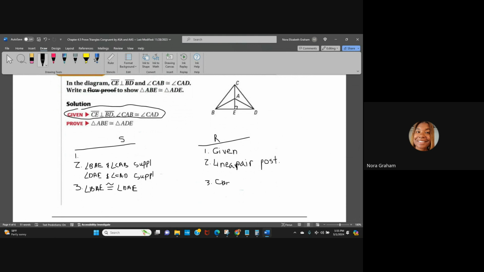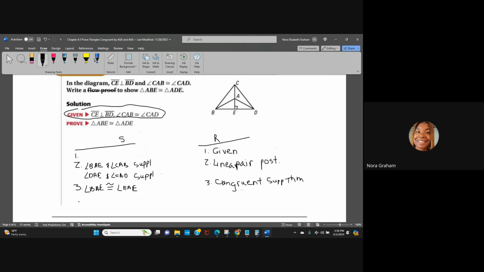Congruent. Sorry, my pen is acting up, guys. And I'm just going to put theorem. Okay. And that's another theorem that I go through.